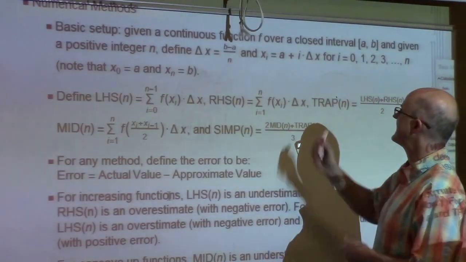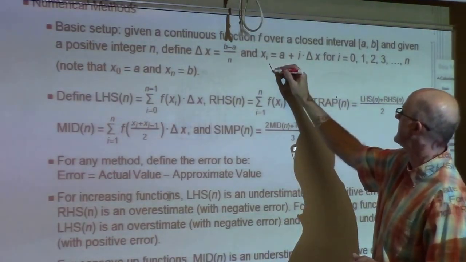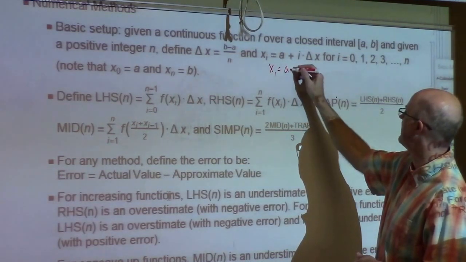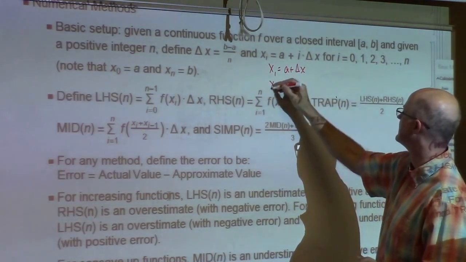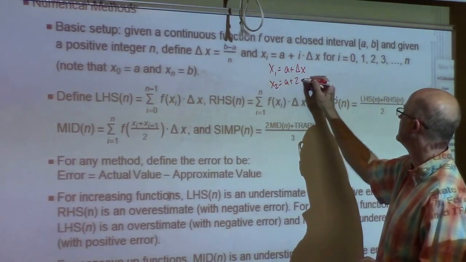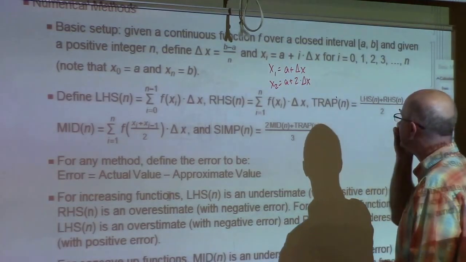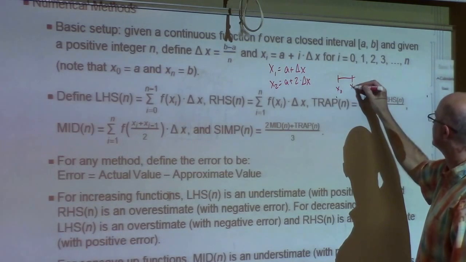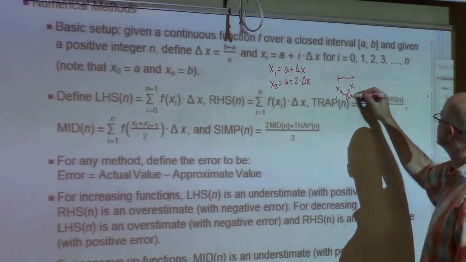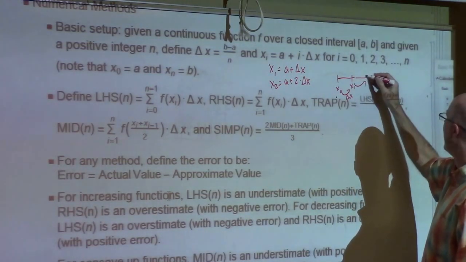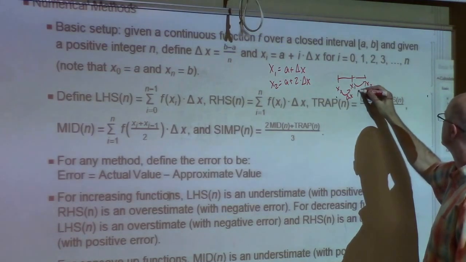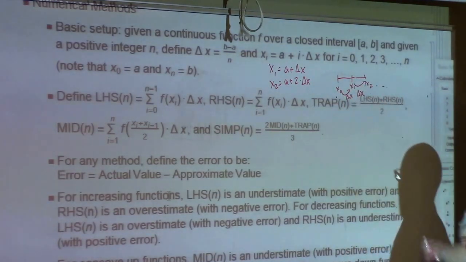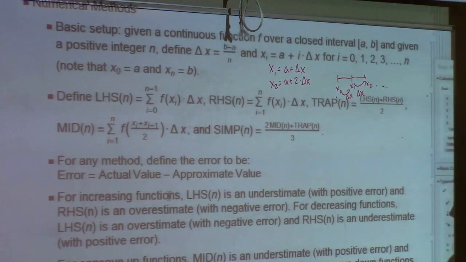This equation should make sense to you. For example, it says that x1 is a plus delta x. It says that x2 is a plus 2 times delta x, etc. So to get from x0 to x1, you have to add delta x. To get to x2, you add another delta x, etc. This equation does make good sense that way.